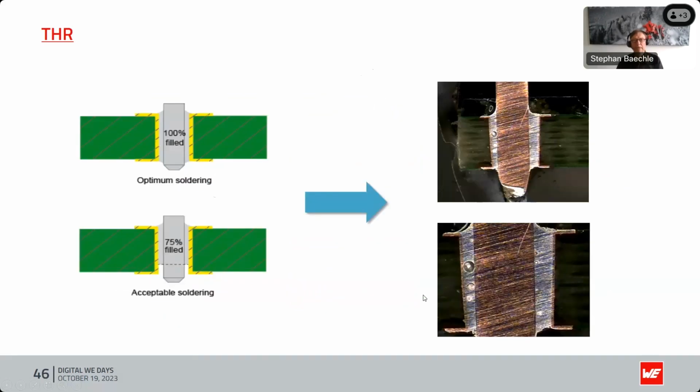And there is also an IPC rule for it. It has to be filled at least with 75%. And those are solder examples you can see. On the left side, a 100% filled solder result, and an acceptable soldering with 75% filled. This also leads, because of the bubbles you can have in the soldering, this reduces the 100% to the 75% in most cases.